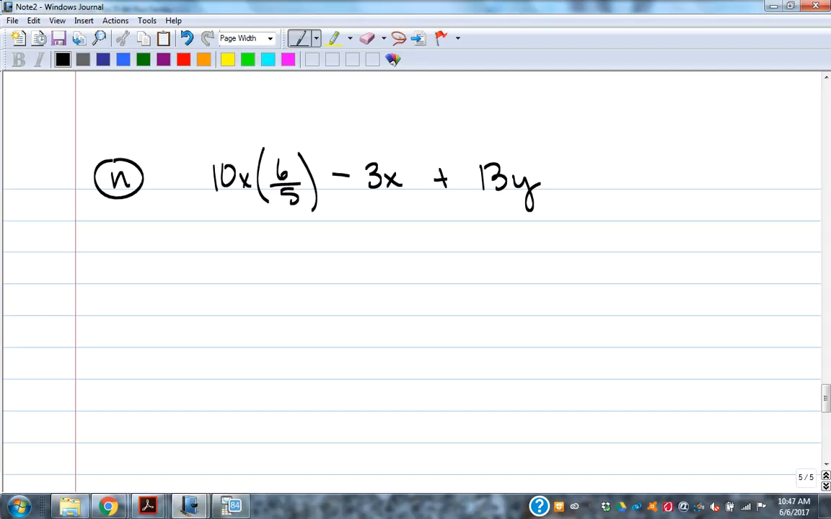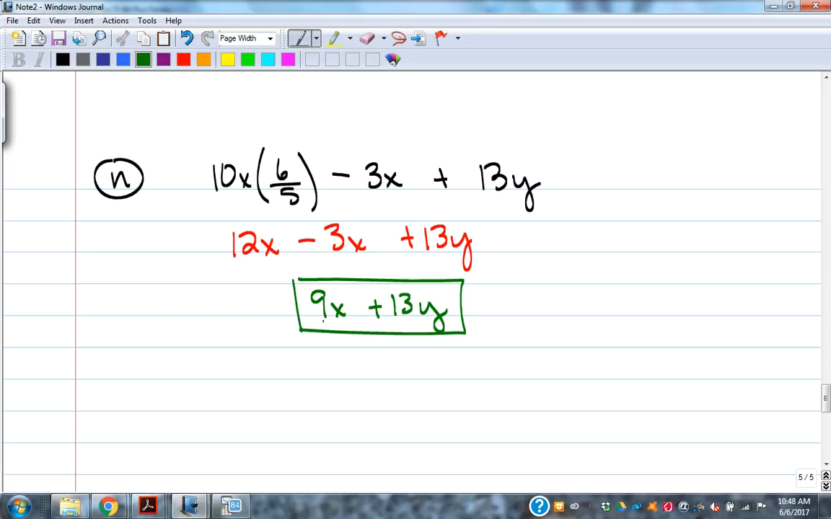So what does the first piece turn into? 12x, good. 5 goes into 10 2 times. 2 times 6 would be 12x. And we have a minus 3x and a plus 13y. So combine the like terms. 9x plus 13y. Again, with simplifying, you're usually not going to get a nice little one number answer. You're going to get some other stuff there.